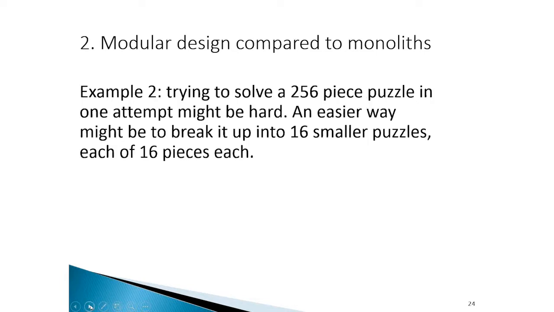The second example, and this might be a more accessible one, is that I think we can all imagine that trying to solve a 256-piece puzzle in one attempt might be really difficult. You've got all of these bits and pieces, and you're trying to figure out how they fit together. An easier way might be to break it up into 16 smaller puzzles, each of 16 pieces. So you can work on each individual subset.